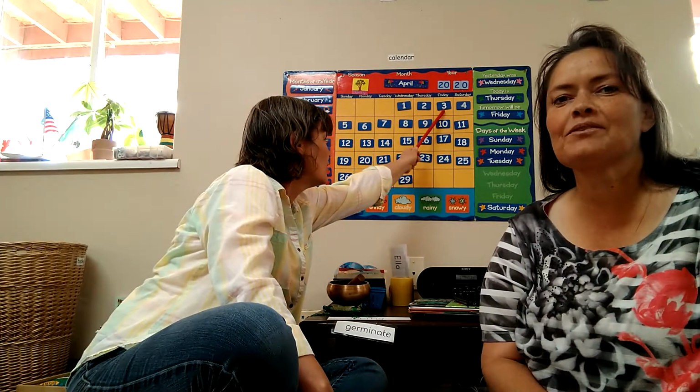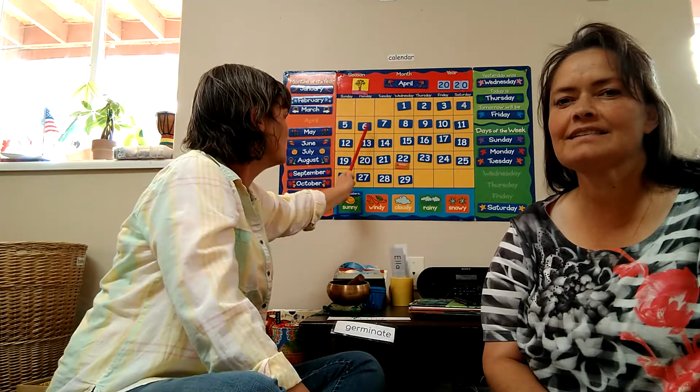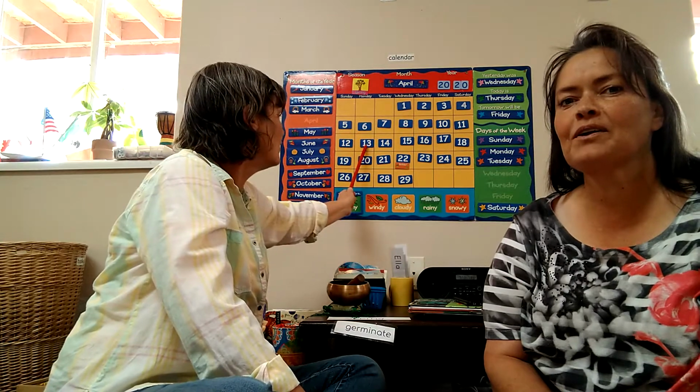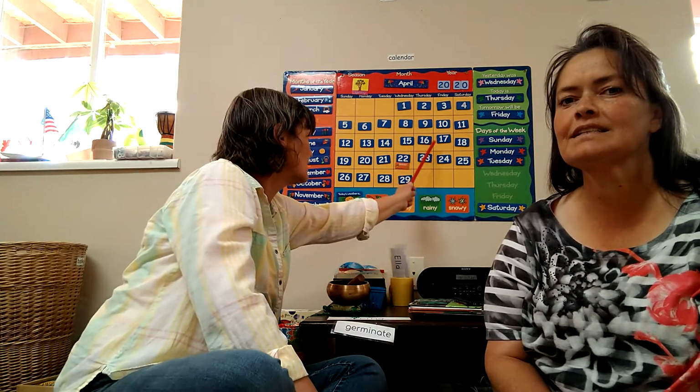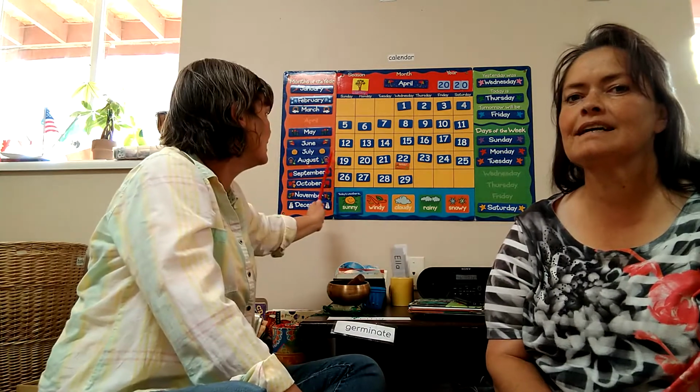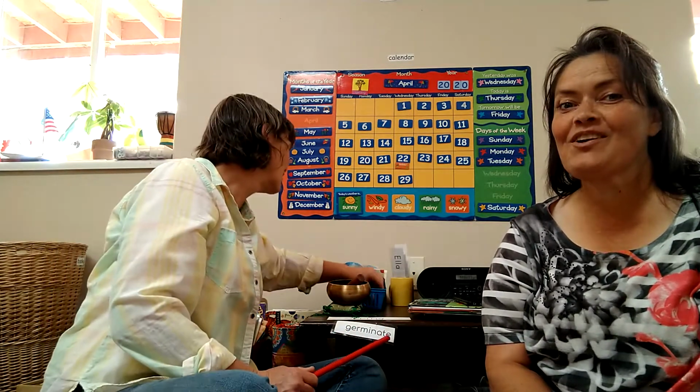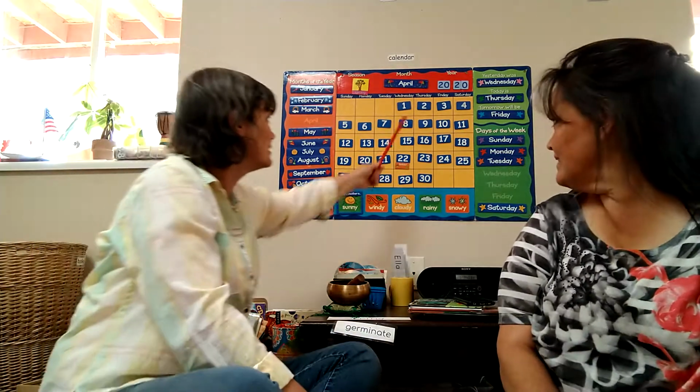1, 2, 3, 4, 5, 6, 7, 8, 9, 10, 11, 12, 13, 14, 15, 16, 17, 18, 19, 20, 21, 22, 23, 24, 25, 26, 27, 28, 29. What comes after 29? 30. You got it. 30. And April has 30 days. So that is the last day of April. Today is Thursday, April 30th.